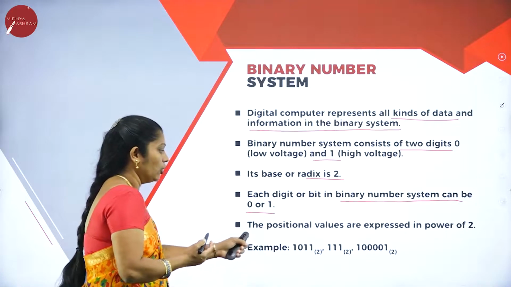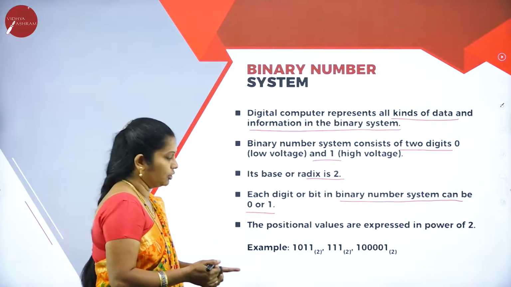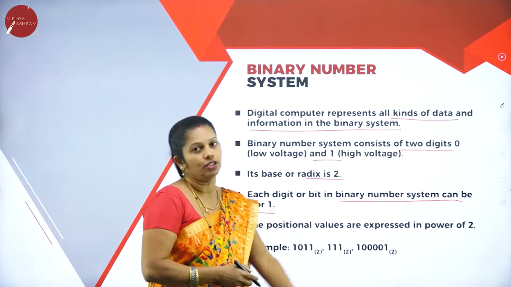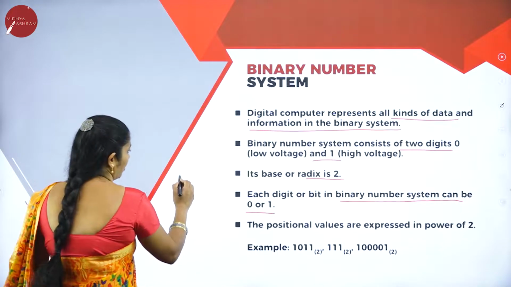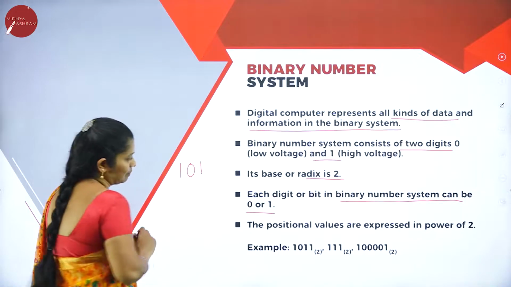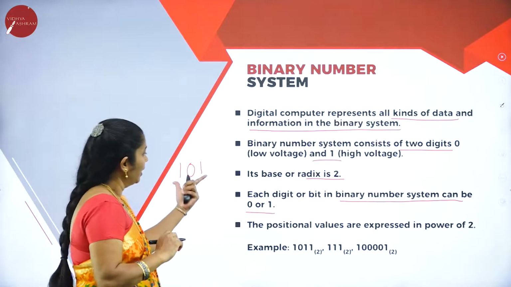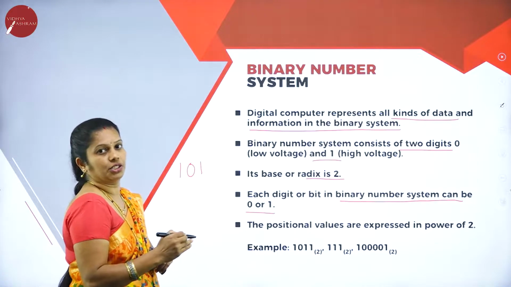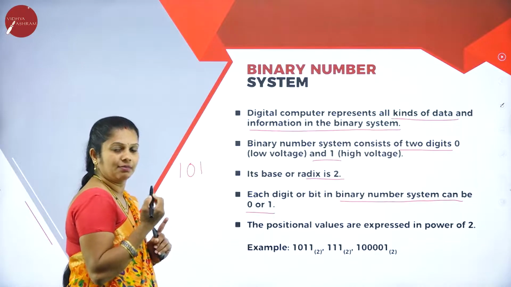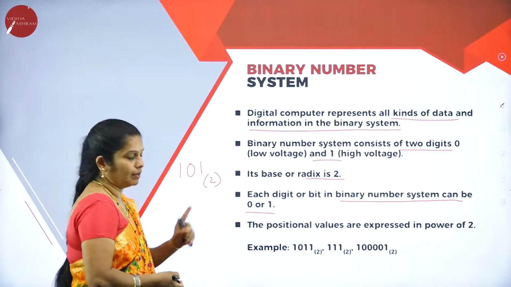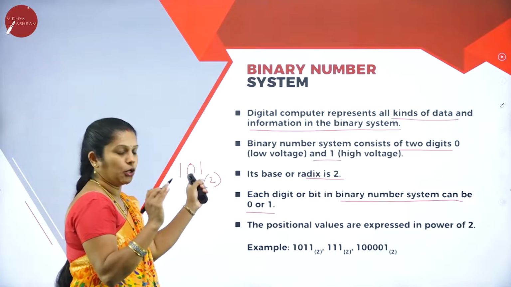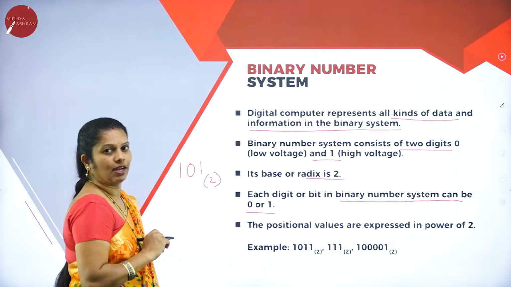It means that all these are combinations of zeros and ones only. With that, in the base, we write 2. From that, I can identify it is a binary number. For example, if I write 101, which type of number is it? If you do not mention anything in the base, then by default it is a decimal number. If I write 2 in the base, then it is a binary number. The digits consist of 0 and 1 only, and the base value is 2.